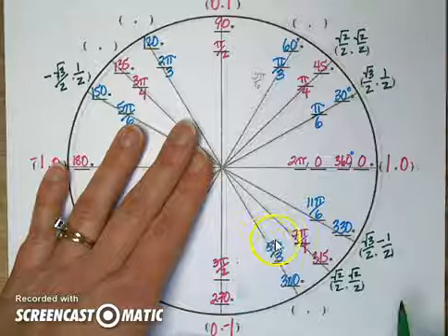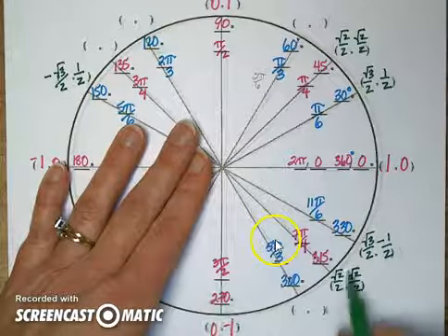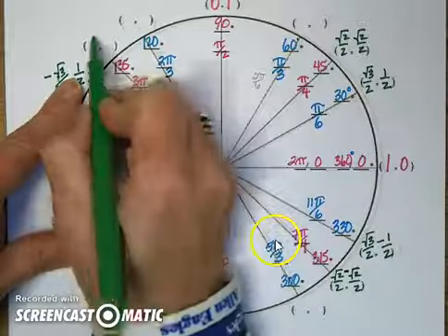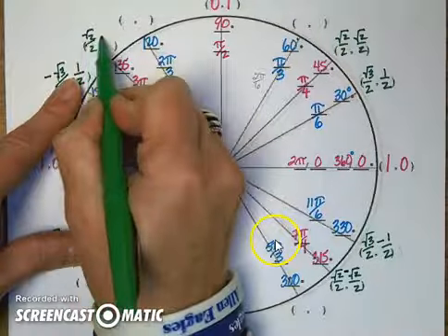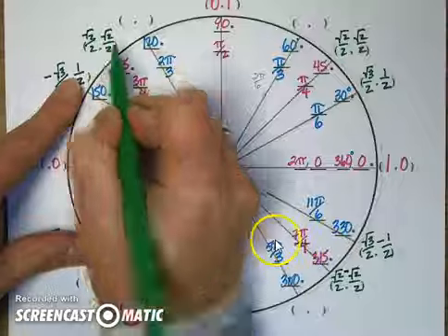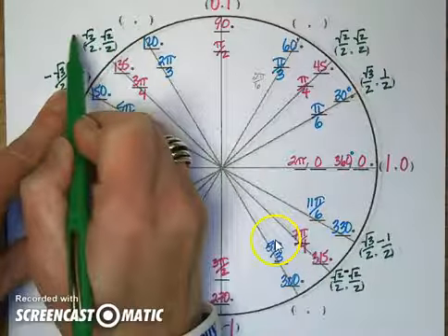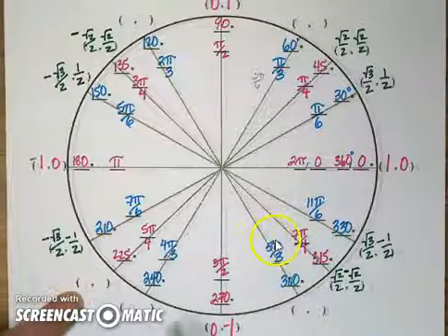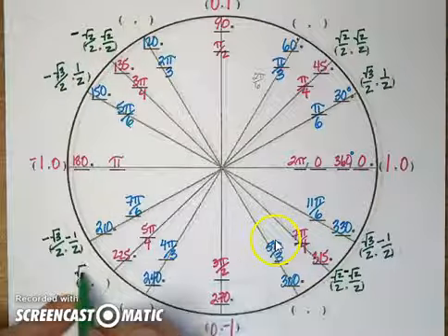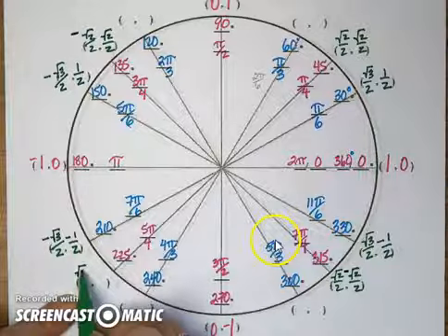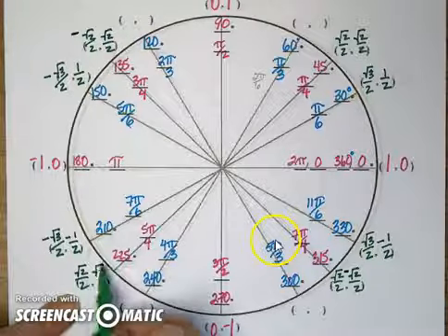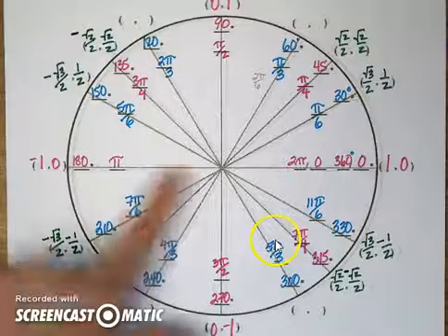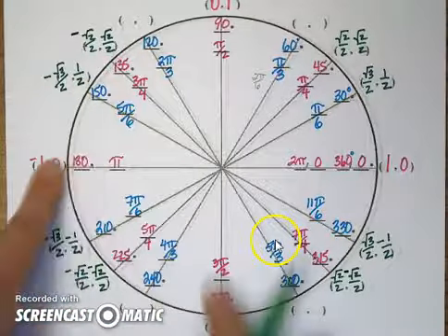But the sine value, the y's, are negative. Come over here to quadrant 2. Square root of 2 over 2, square root of 2 over 2. But I'm in quadrant 2, so my x's, my cosine, is negative. Down here in quadrant 3, at 225 degrees, square root of 2 over 2, square root of 2 over 2, everything's negative. Negative x, negative y, negative cosine, negative sine.